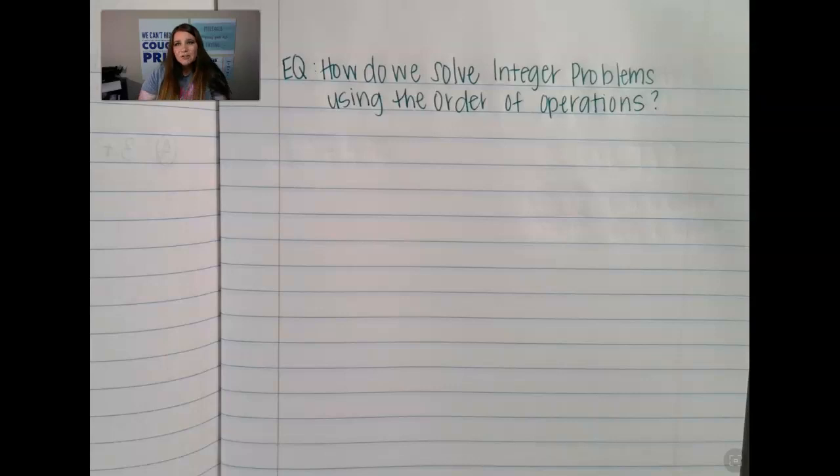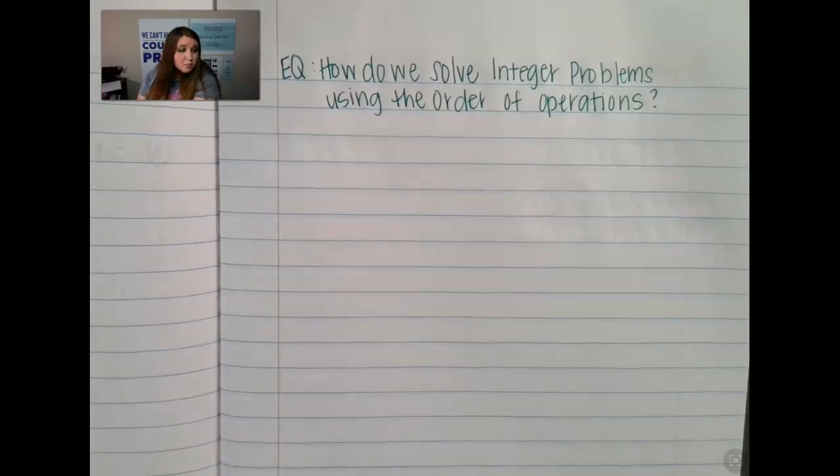Auburn Online students. Today we are going to be looking at how we solve integer problems by using the order of operations. That's our essential question. We want to know, how does this work? So we're going to start out first by looking at our problem.